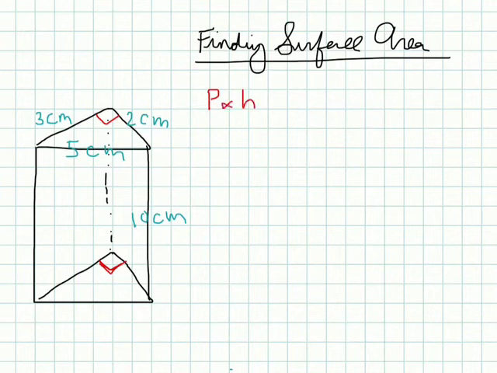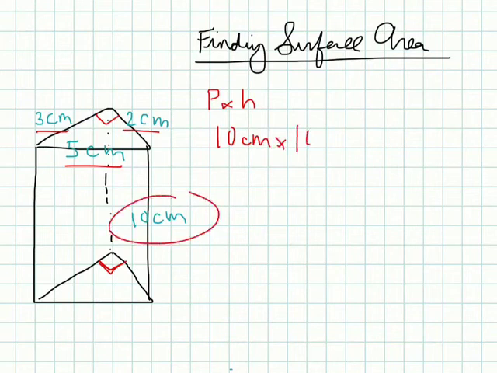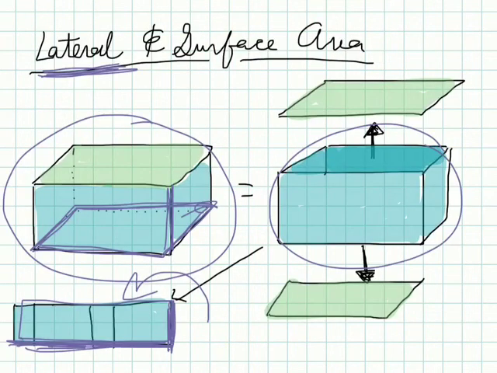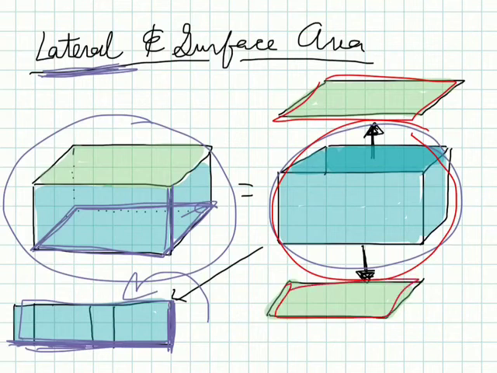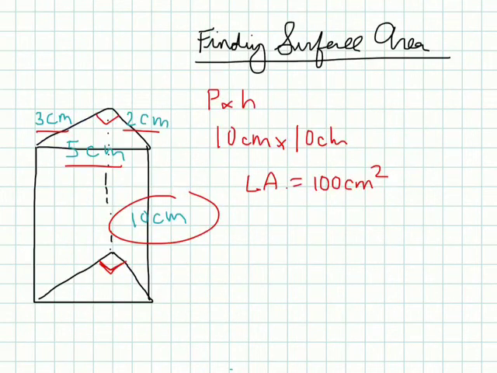So the perimeter would just be 3 plus 2 plus 5. So that's 10 centimeters. Times the height, which is 10 centimeters, means that our lateral area equals 100 centimeters squared. And again, from our last slide, we said it's the lateral area plus the surface area of your base. So let's move back. We found the lateral area, and now we need to add the surface area of these 2 triangles.